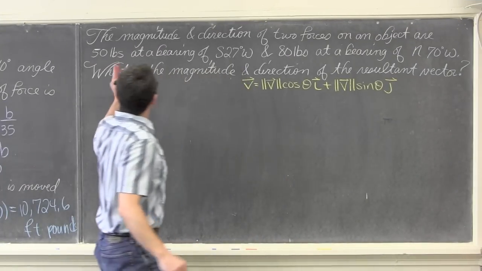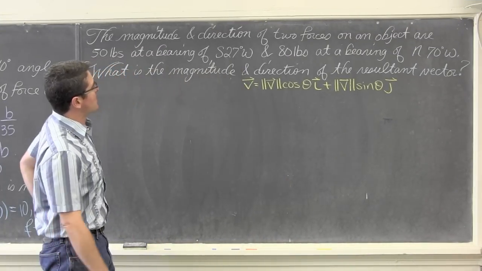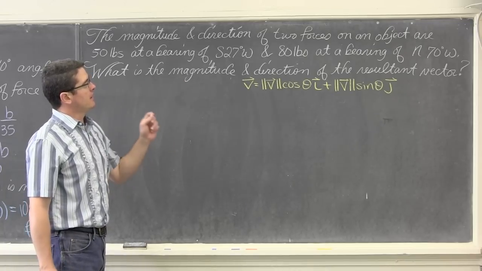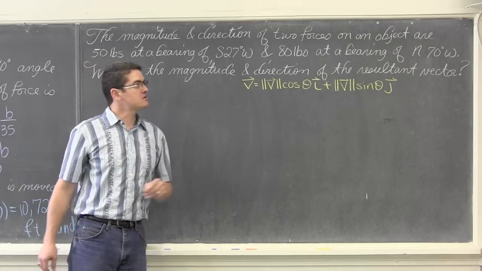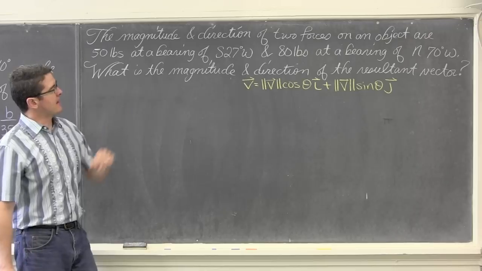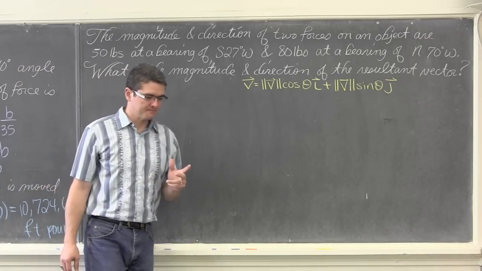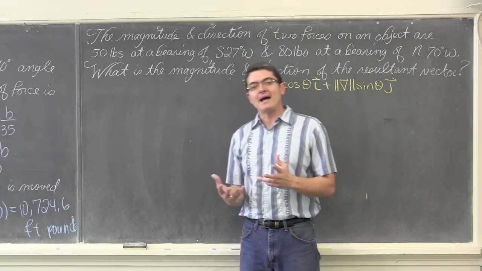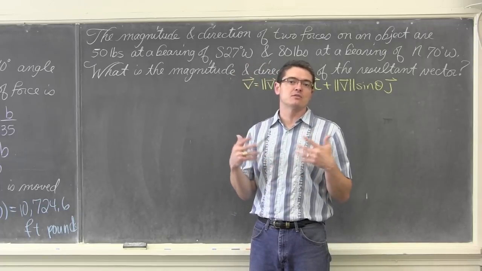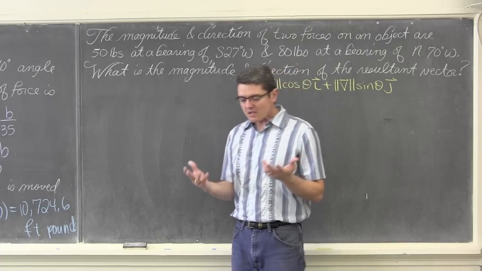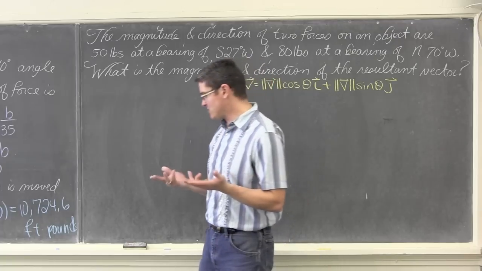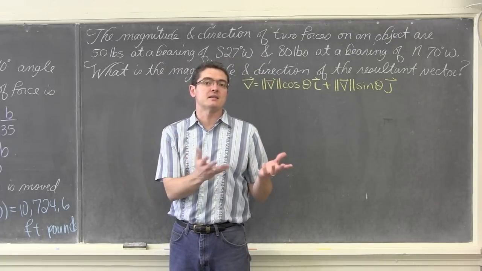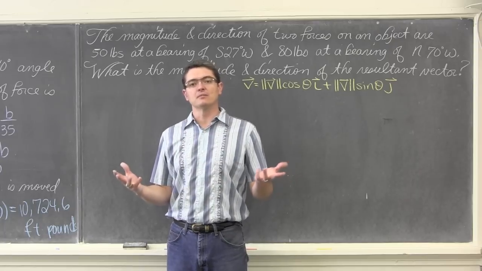All right, the magnitude and direction of two forces on an object are 50 pounds at a bearing of south 27 west and 80 pounds at a bearing of north 70 degrees west. What is the magnitude and direction of the resultant vector? Now I'm giving us a little bit of an advanced problem right off the bat. I didn't just give you two vectors and ask you to find the resultant, because if they're already in component form, you just add the A's and add the B's, and then you get your answer.